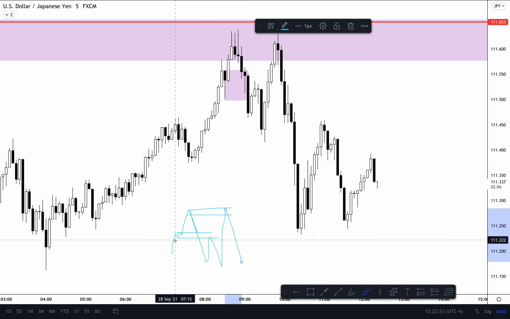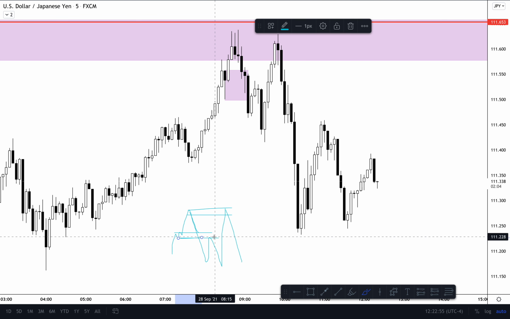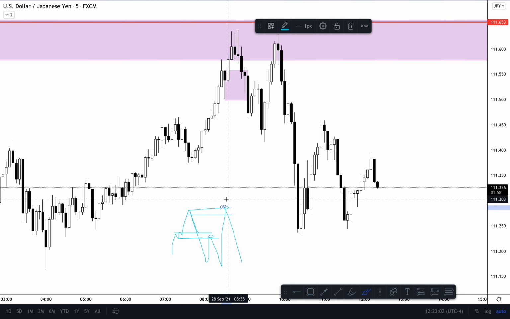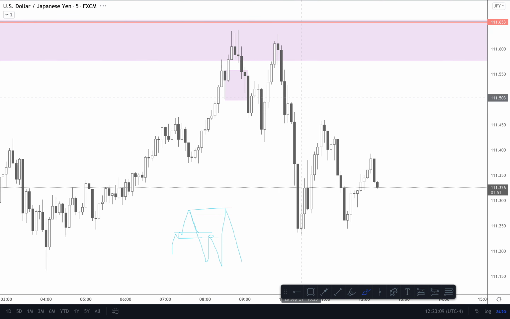So if I wait for the market to break this low, create an inducement somewhere here, then push to the upside, this one is what I call a risk free entry. It is a reduced risk entry. Then let me go to M3.